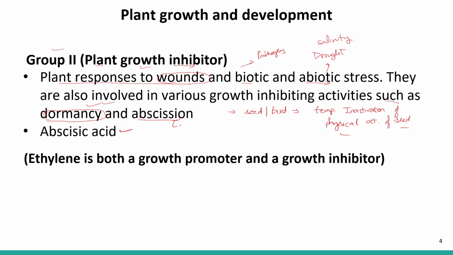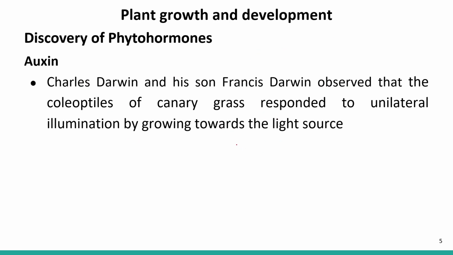And what is abscission? Abscission is simply the falling off of the organs of the plant, or you can say detachment of the organs of the plant such as leaves, fruits, or flowers. So this was about the group 2 hormone. Now there is one more hormone, ethylene, which is the gaseous hormone. This can act as a growth promoter and growth inhibitor also.